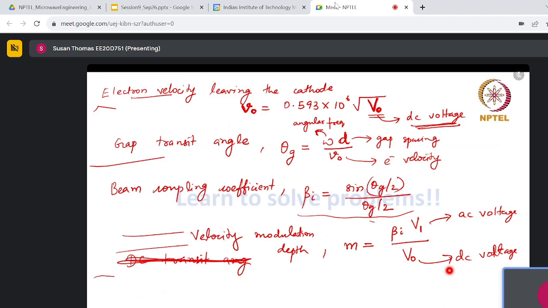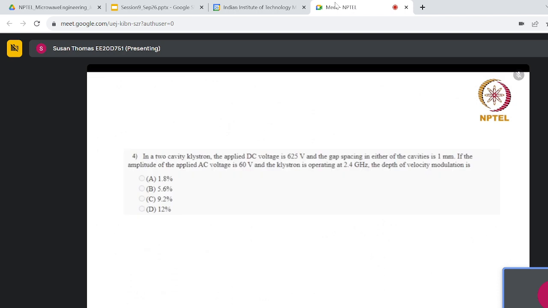Now I think we will move to solving one question. The question is about a two cavity klystron. DC voltage V0 is 625. Gap spacing D is 1 millimeter. Amplitude of the AC voltage V1 is 60 volt. The klystron is operating at F equal to 2.4 gigahertz. The question is, what is the depth of velocity modulation?